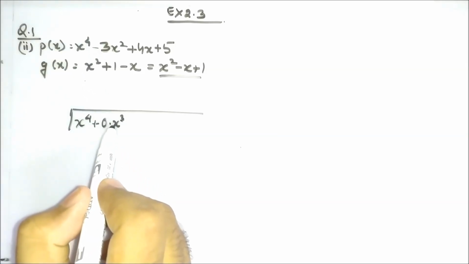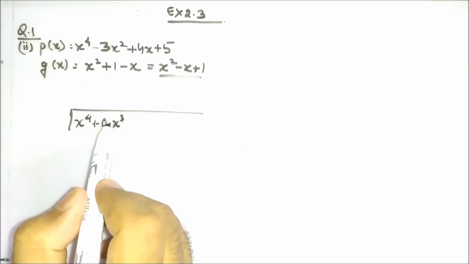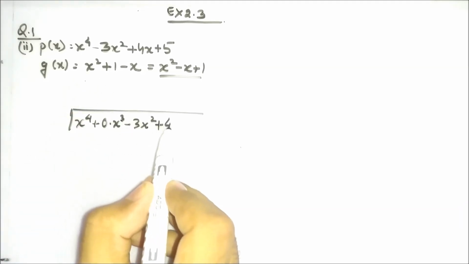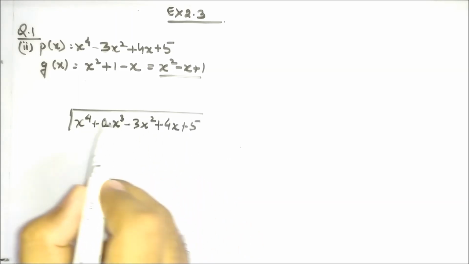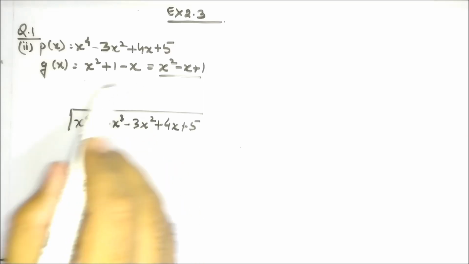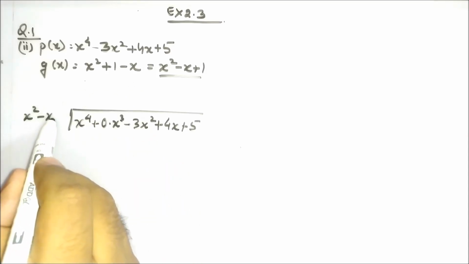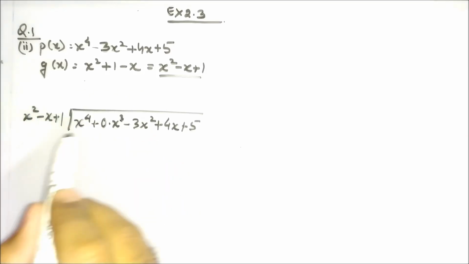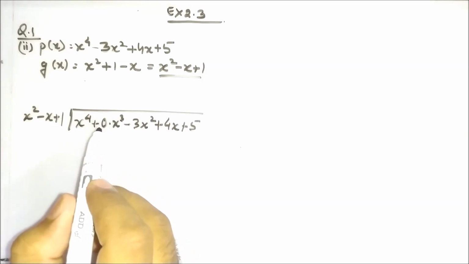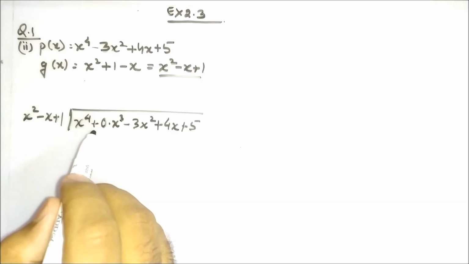Because when 0 is multiplied with this term, it will vanish. Next we have minus 3x square plus 4x plus 5. This we have only taken just to avoid any mistakes. And this will be x square minus x plus 1. If you are not taking this 0 into x cube, it's okay. If you are very thorough with this solution, it's okay if you are not taking this.